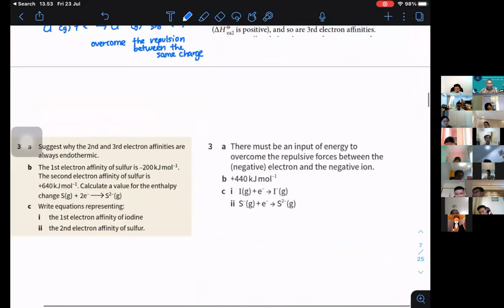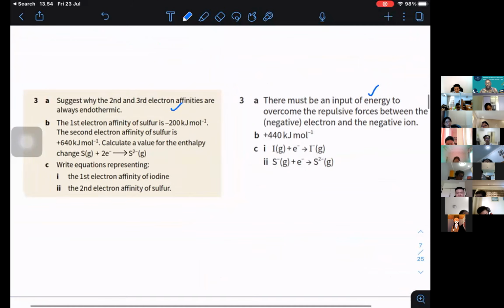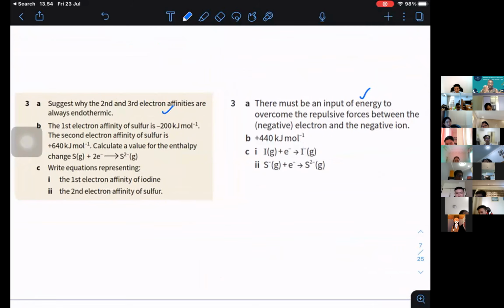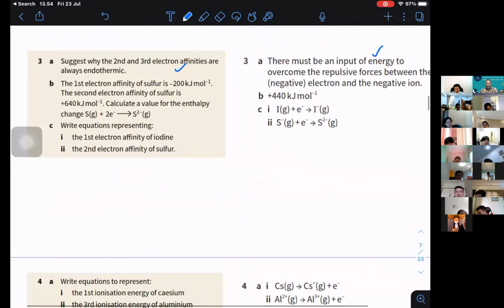Now, these are some examples of questions that they will ask you. Why are the second and third electron affinities always endothermic? The reason: there must be an input of energy to overcome the repulsive forces between the electron and the negative ion, like what I've written over here. Now, for some calculations, they say the first electron affinity is negative 200, the second electron affinity is that, calculate this. This is very simple.